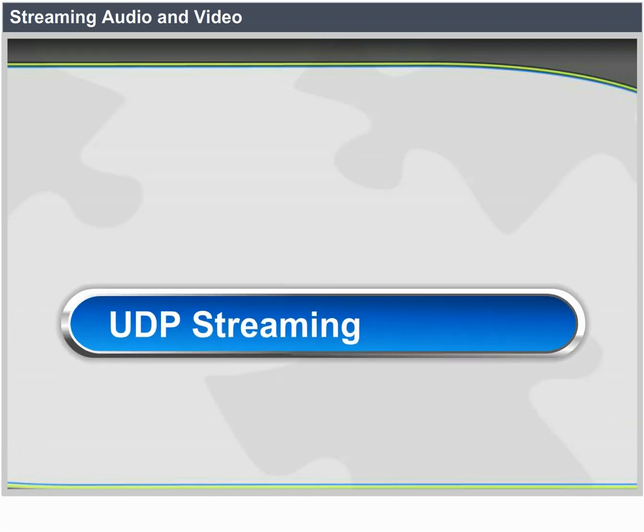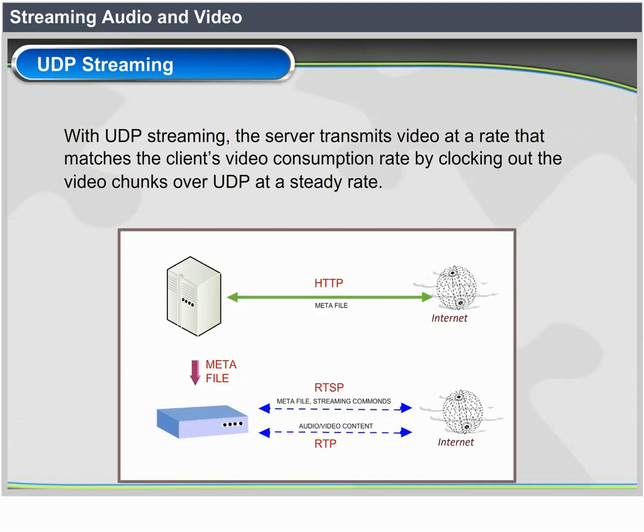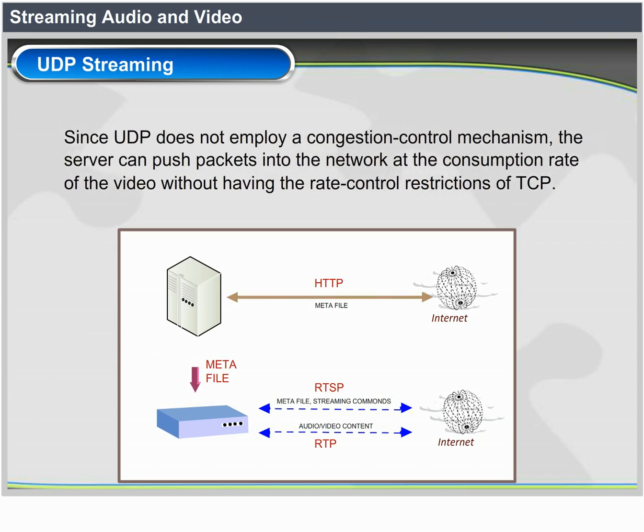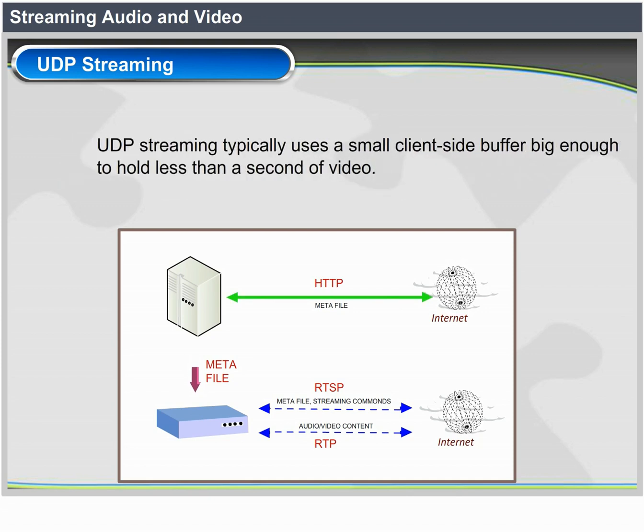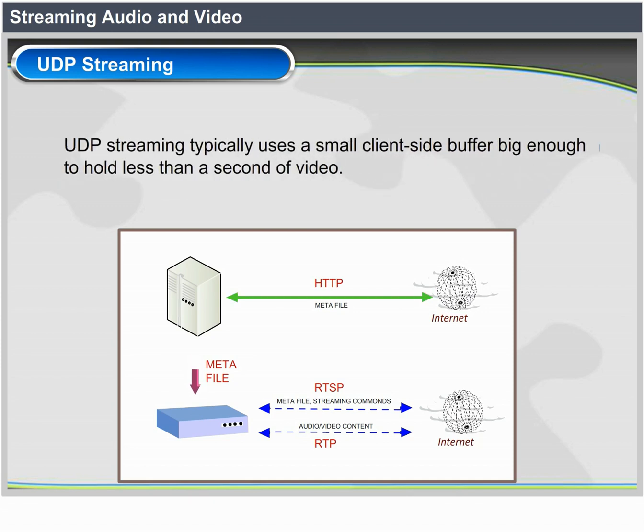UDP streaming. With UDP streaming, the server transmits video at a rate that matches the client's video consumption rate by clocking out the video chunks over UDP at a steady rate. Since UDP does not employ a congestion control mechanism, the server can push packets into the network at the consumption rate of the video without the rate control restrictions of TCP. UDP streaming typically uses a small client-side buffer, big enough to hold less than a second of video.